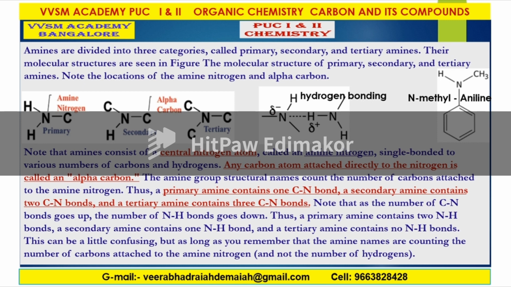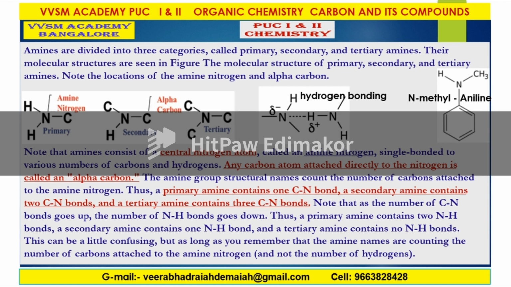Amines consist of a central nitrogen atom called an amine nitrogen, single bonded to various numbers of carbons and hydrogens. As I told you, three hydrogen atoms are attached to the central nitrogen atom. Any carbon atom attached directly to the nitrogen is called an alpha carbon. Suppose a carbon atom in an organic molecule is attached directly to the nitrogen, then that carbon is called alpha carbon.